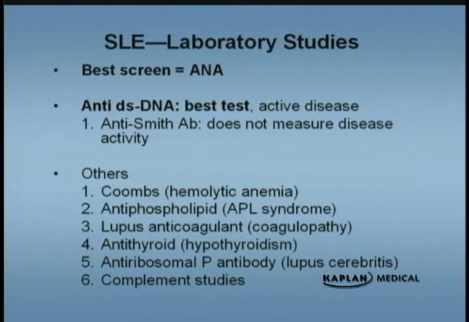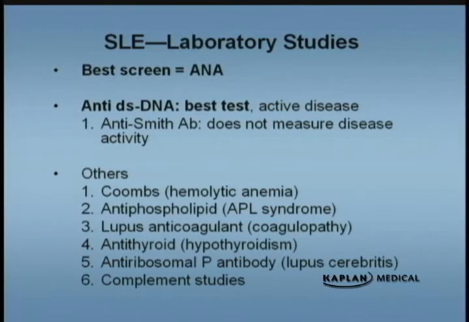The best screening test, sounds like a test question, the best screening test is the ANA, and that's a great one to start with. The best test overall is the anti-double-stranded DNA. The problem with this one is it's reliable, but it's only elevated during active disease. So it's not the best screening test, that would be the ANA, but the best overall test is the anti-double-stranded DNA. And there you also have other tests that may be useful, but think of those first 2 for the exam.